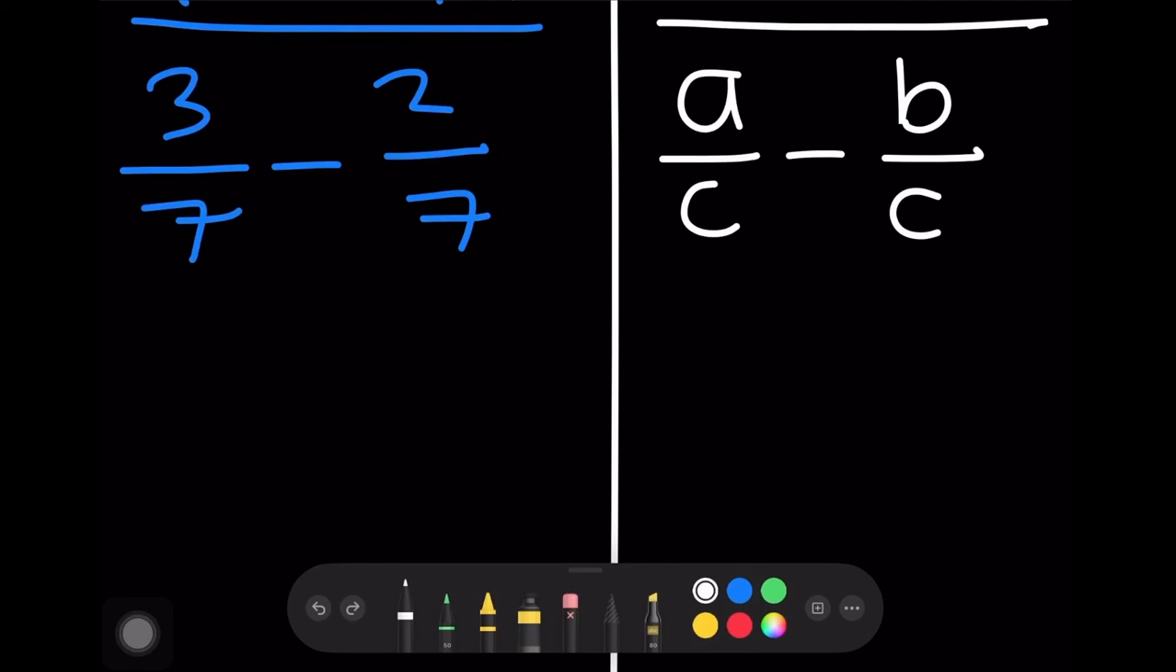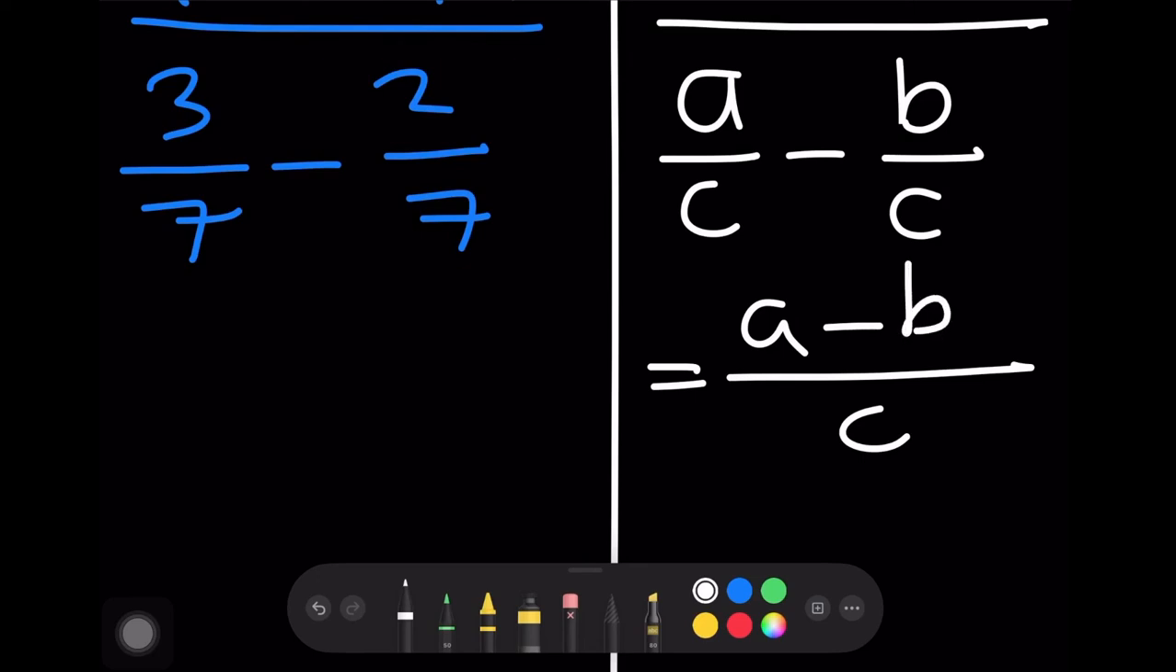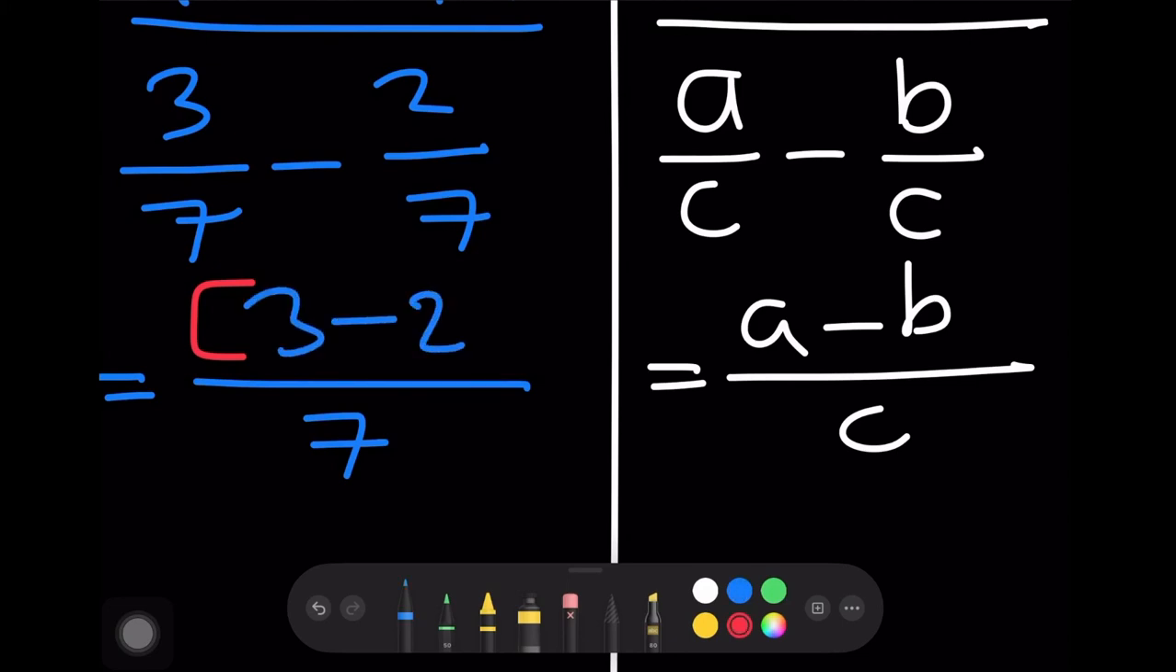So the first step is going to be done at the formula part to turn this first step into a whole fraction, which I'm going to do right now. So the denominator is just going to be c, and the numerator is going to be a minus b. So I'll be going to the question side here, and I'll put 7 as the denominator, and put these two numbers, 3 and 2, 3 minus 2, inside the bracket.